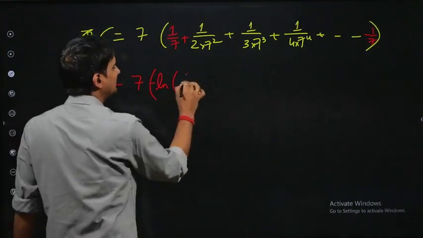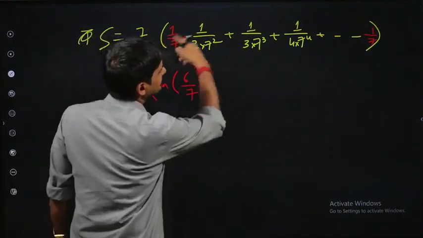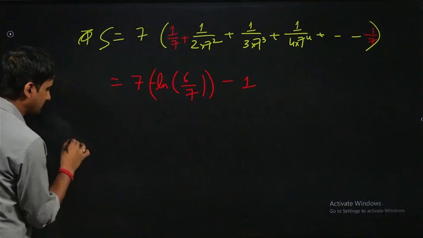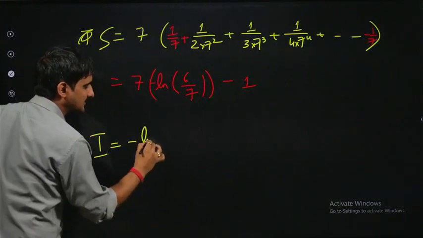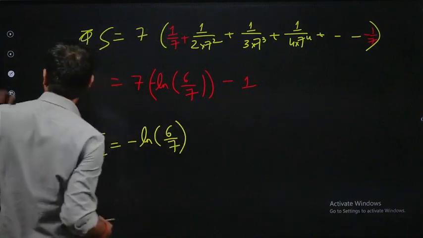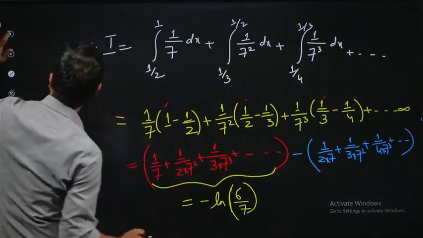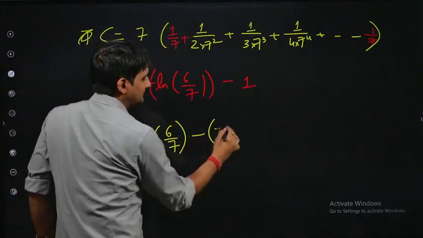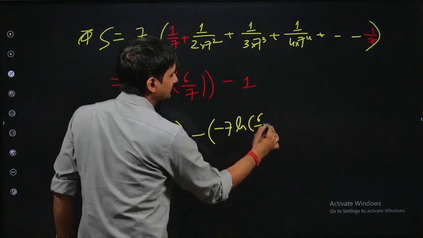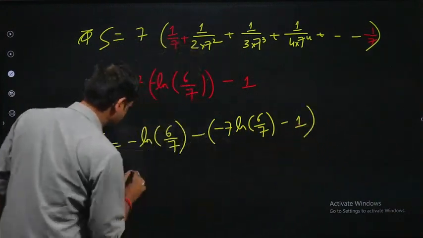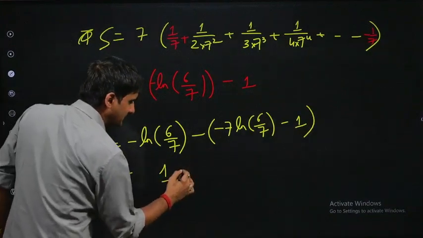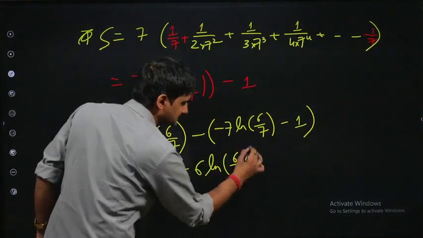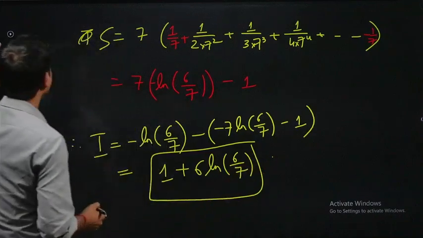Minus times ln of 6 by 7, and then 7, and then this is minus 1. So let's put it back there. Therefore our integral is minus times ln of 6 by 7, the value of this first series here, and minus times this one. So minus times minus 7 ln of 6 by 7 minus 1. So this is 1 plus 7 minus 7, so plus 6 times ln of 6 by 7. So that's my answer for this integral, bachon.